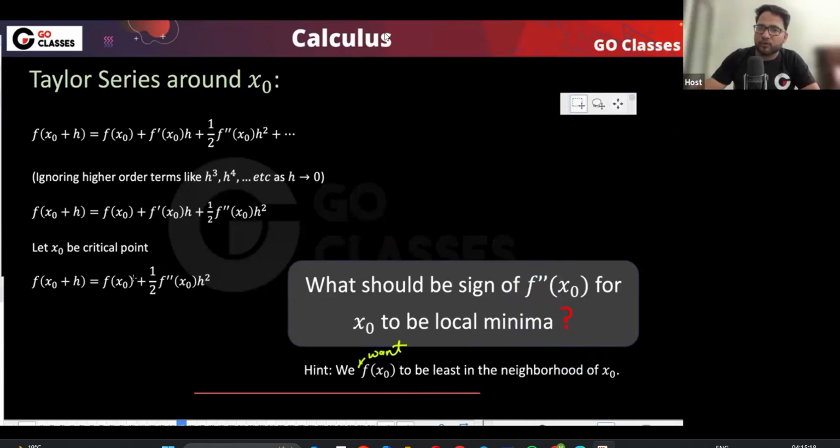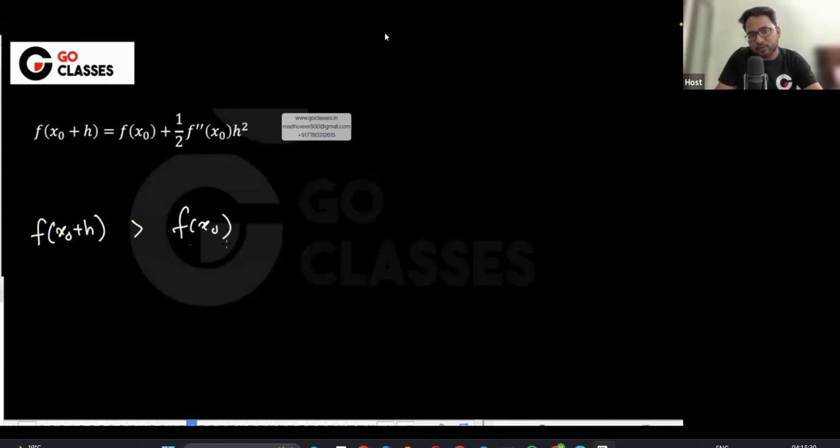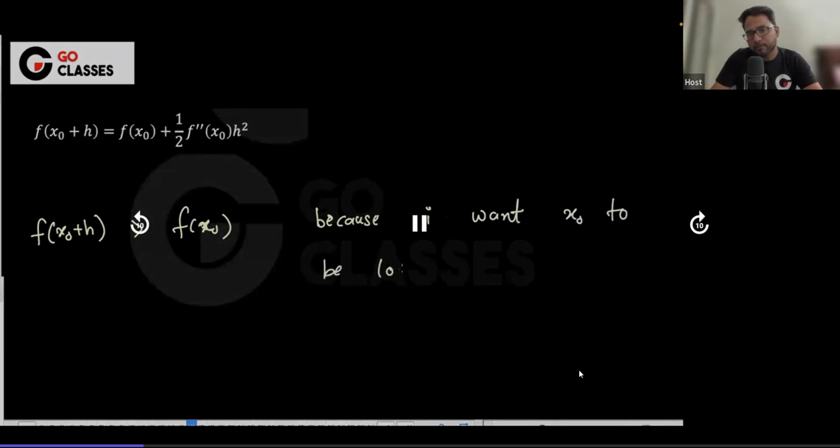See, h square is anyway positive, 1 by 2 is anyway positive, right? So I actually want, it is easy to observe, right? I actually want this f x naught to be lesser than anything else in its neighborhood, right? So basically, ultimately what I want is something like this, that f of x naught plus h should actually be greater than f x naught. Okay, this is something I want. Because I basically want x naught to be a local minimum.